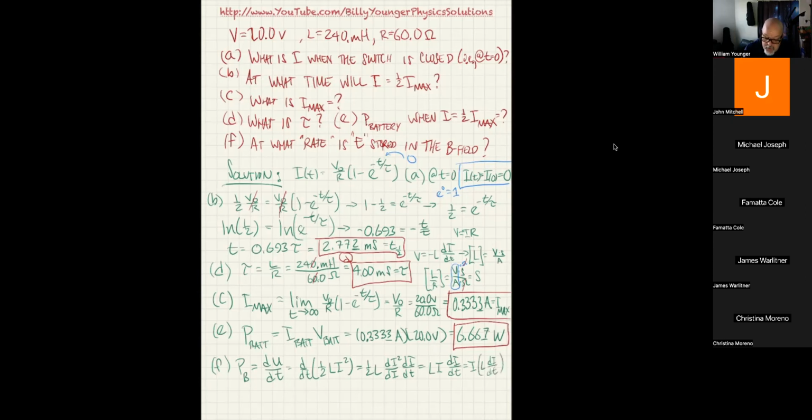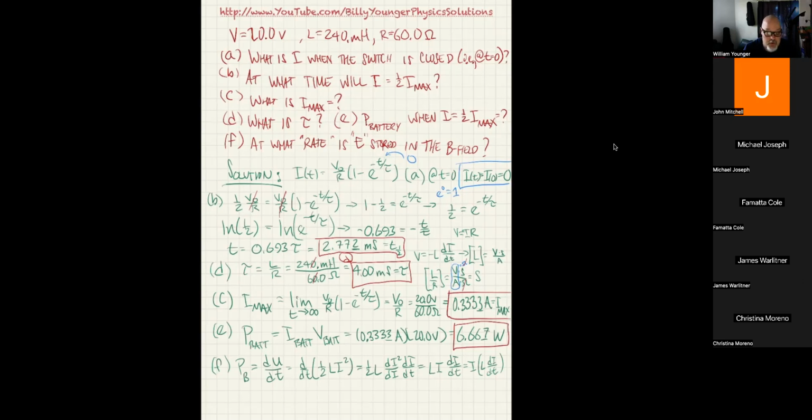Now, there's a couple ways you can do this. For instance, in my lecture, when I was demonstrating this, I just took the I as the 1/2 of 0.3333, because we needed to know what the current was at that particular point. Remember, they're asking for the power delivered when I is equal to 1/2 I max. I max is 1/3, so this would be 1/6, which is 0.166666 or whatever.